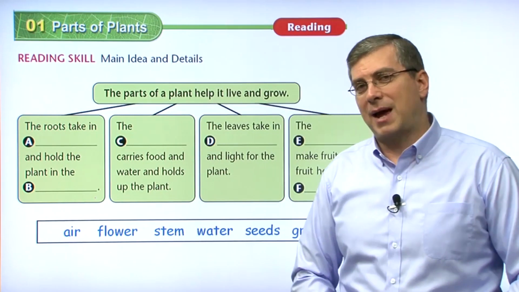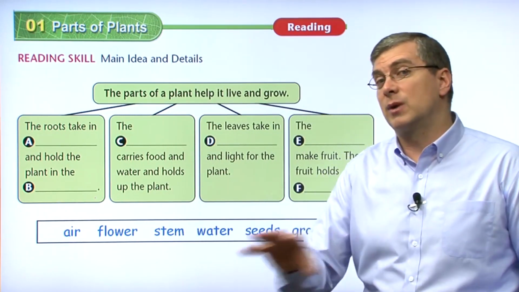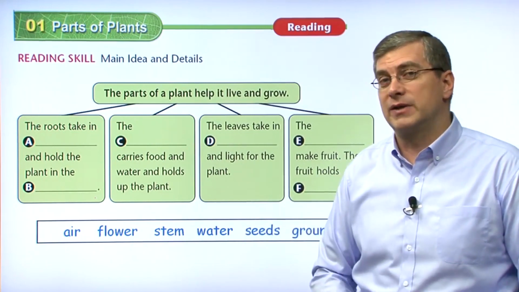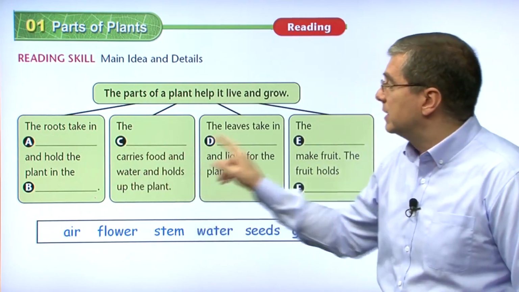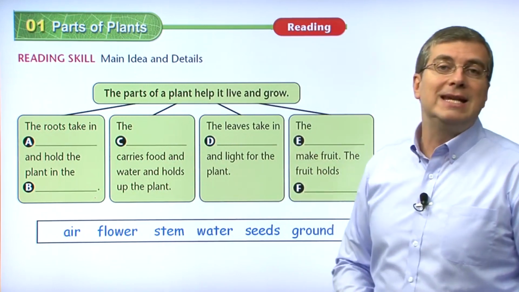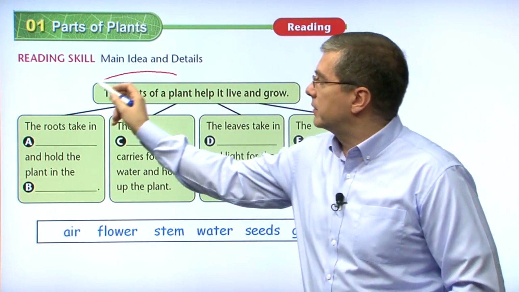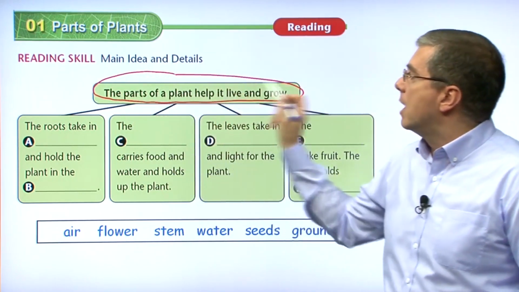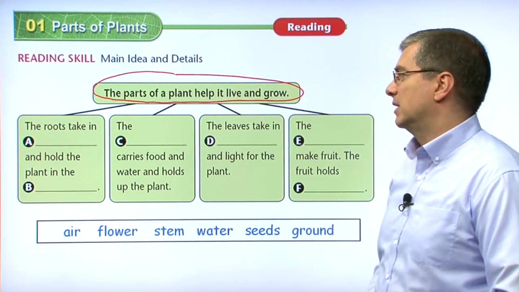Whenever you have a short passage, a short essay, or a short description about something that is written out, you can break it down. You can look at how it is organized. There's always a main idea, and then there are support sentences, details. What is the main idea of this passage? The main idea, of course, is that there are many parts of the plant, and also the parts of the plant help it live and grow. That is the main idea of this passage.